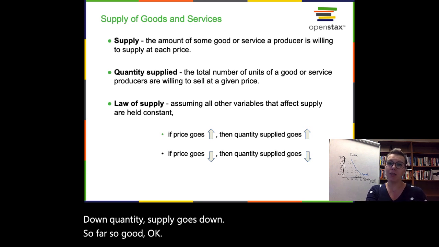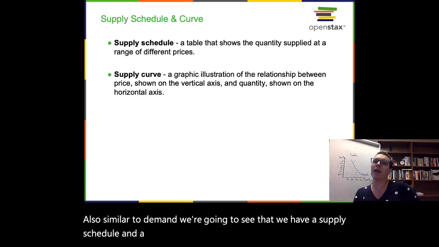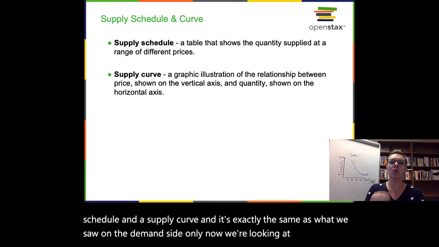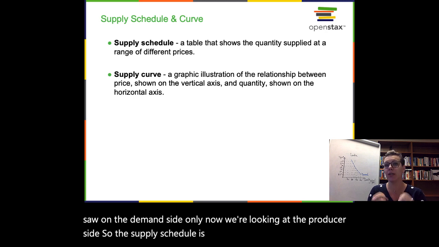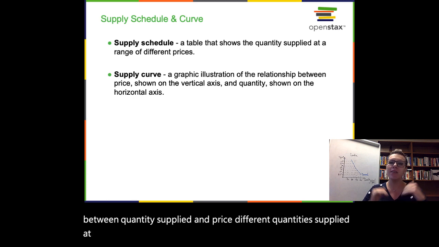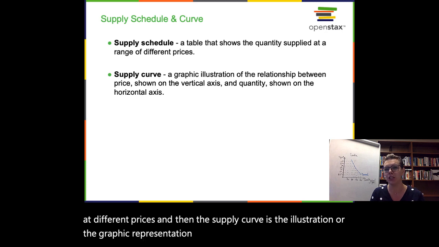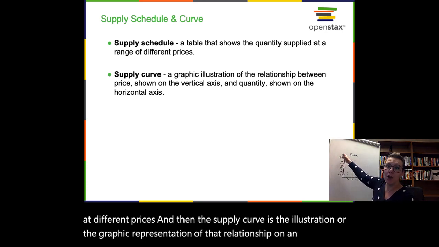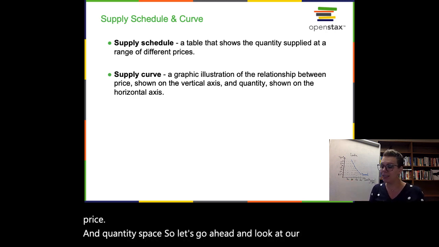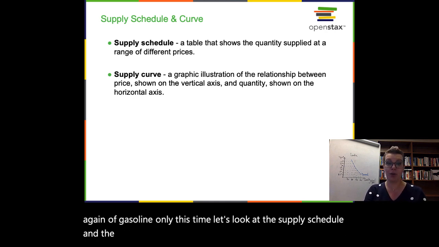Also, similar to demand, we're going to see that we have a supply schedule and a supply curve. And it's exactly the same as what we saw on the demand side, only now we're looking at the producer side. So the supply schedule is a table that shows the relationship between quantity supplied and price, different quantities supplied at different prices. And then the supply curve is the illustration or the graphic representation of that relationship on an axis in price and quantity space. So let's go ahead and look at our example again of gasoline, only this time let's look at the supply schedule and the supply curve, okay?